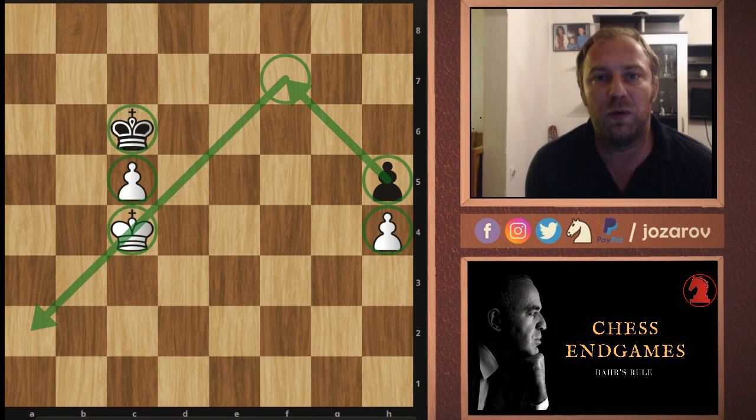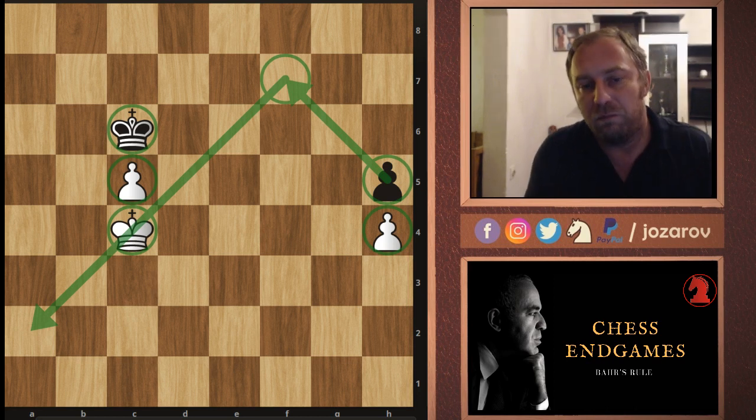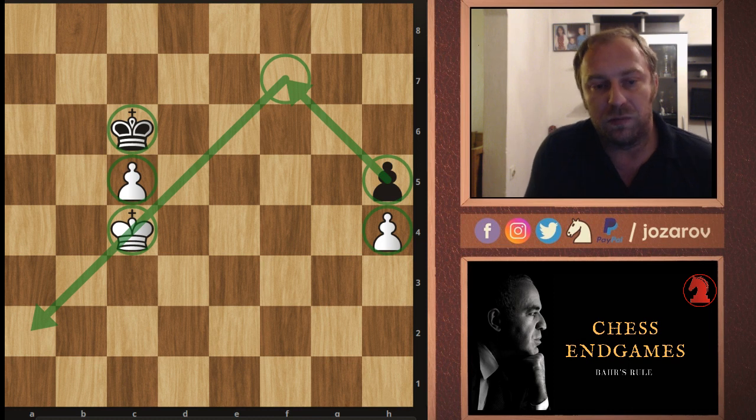And I think you should be really familiar with Bahr's rule, because when we play, for instance, a middle game, maybe you're down some material, maybe you're down a pawn, then you should be really familiar with the setup to make a draw, even if you're one pawn down.